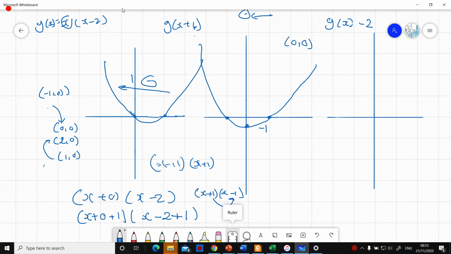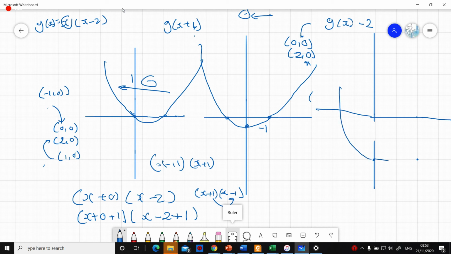Now we have these points. The original points are 0, 0 and 2, 0. Because it's minus 2, it only affects the y coordinate. So we're going to minus 2 on this one and minus 2 on this one. Our new points would be 0 minus 2 and 2 minus 2. 0 minus 2 is going to be here, and 2 minus 2 is going to go down to here. Okay, so if I extend the graph, we can remove this now.